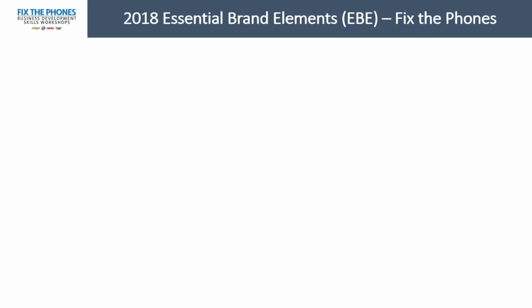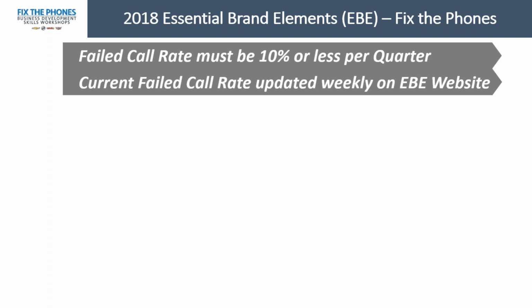Here's some background, general information about what standards are out there. Please check your EBE website for more specific information. And myself and your GM counterparts can certainly help out. So the failed call rate must be 10% or less per quarter. Your current failed call rate will be updated weekly on the EBE website. I don't know what day yet. I haven't seen it. We were in dealers as of Friday. I don't think it was showing yet, but it should start showing pretty soon. And by the way, this first quarter began on January 2nd.